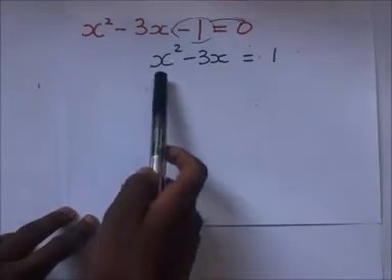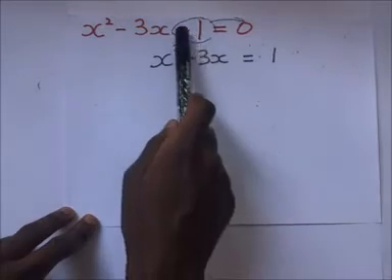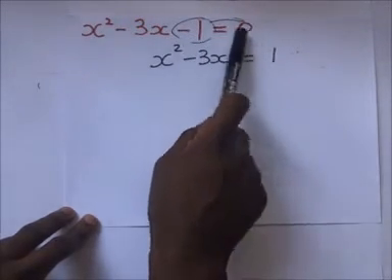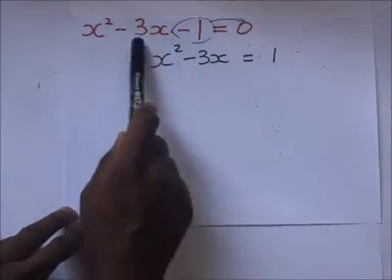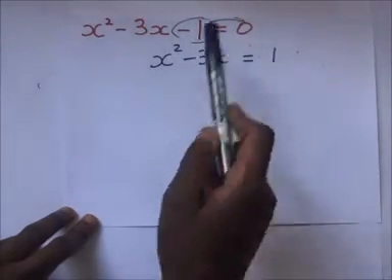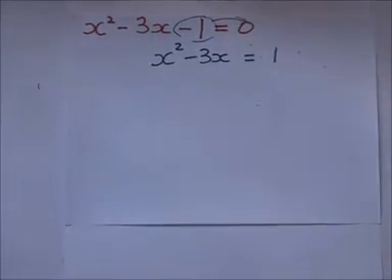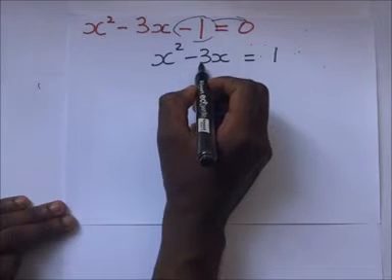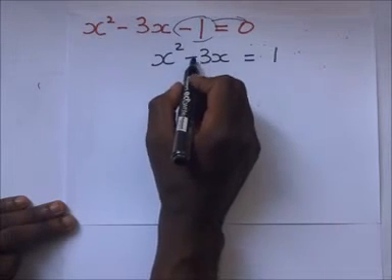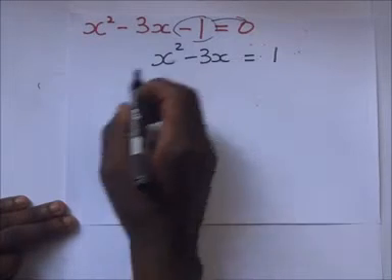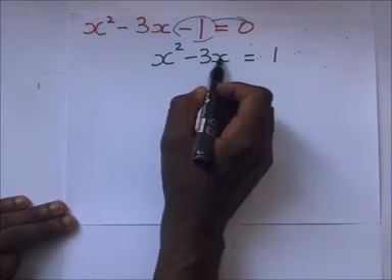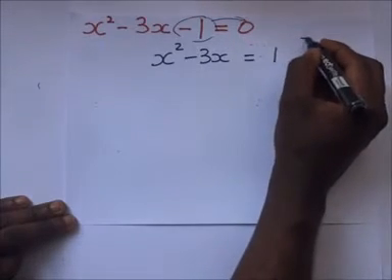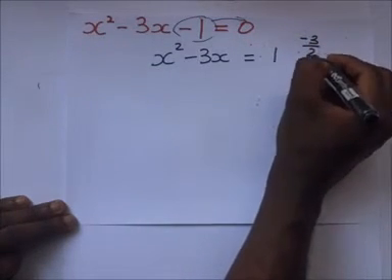Completing squares here means that we're supposed to first put it in this form. It means negative 1 crosses this equal sign to come this way. That's how we end up with x squared minus 3x is equal to 1. The 1 is this way. So from this level, we see the coefficient of x, which is negative 3. So we see negative 3. We divide it by 2.